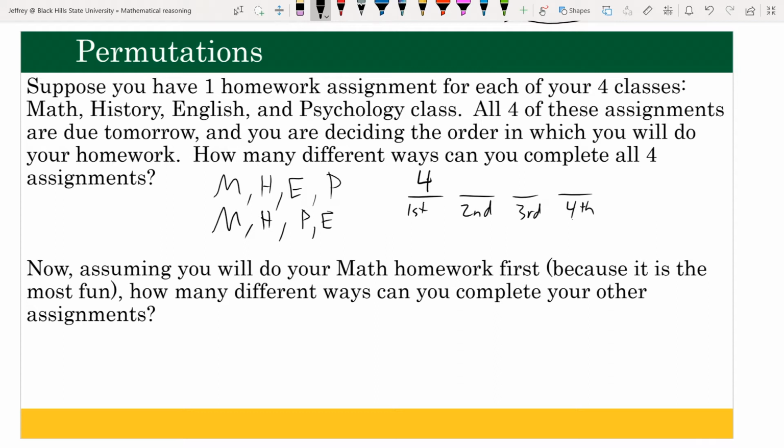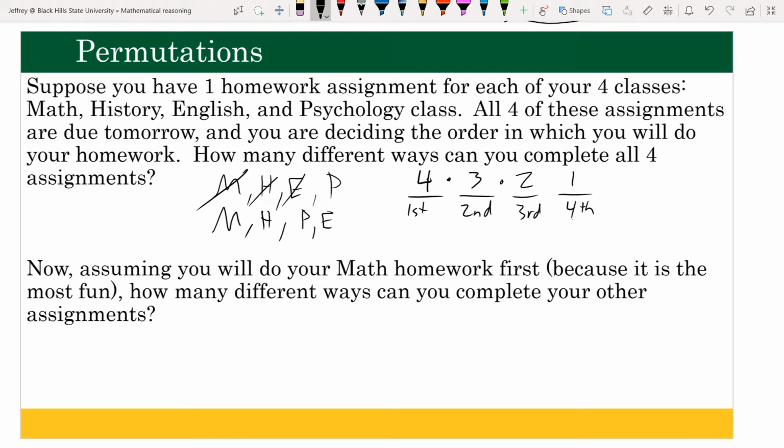Now, after you complete that first assignment, so after you complete math, how many choices do we have left for the second course or for the second homework? It turns out there are only 3 of them left. So let's say that we do history next. That means there are 2 choices left for the third, and then finally 1 choice left for the 4th assignment that you do.